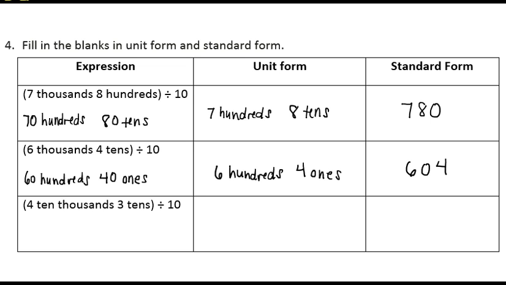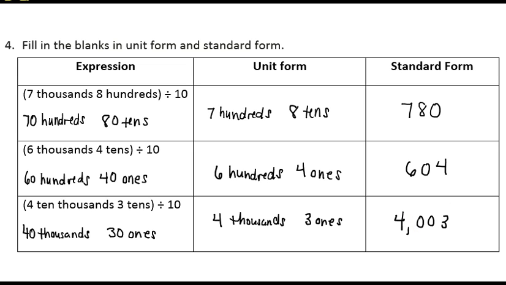And now I have 4 10,000s and 3 tens that I'll divide by 10. The 4 10,000s will be decomposed into 40 thousands. The 3 tens will be decomposed into 30 ones. 40 thousands divided by 10 gives me 4,000 in each group. 30 ones divided by 10 gives me 3 ones in each group. My final answer is 4 thousands combined with 3 ones. That would be 4,003 as our quotient.